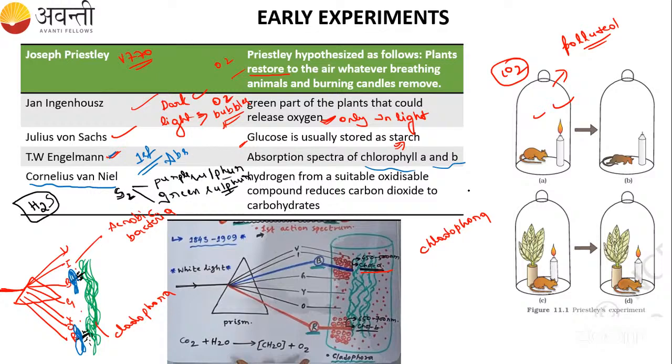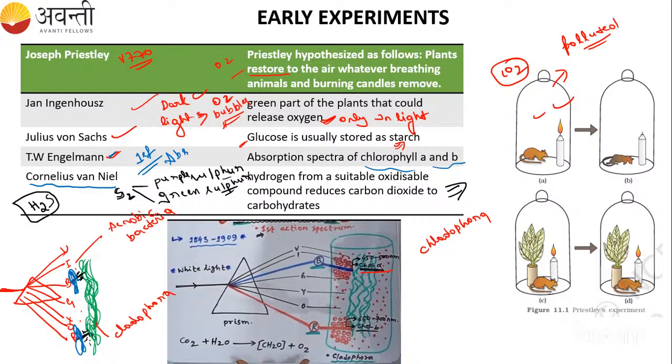Whereas in the plant, which is the hydrogen donor, guys? Can you tell me which is the hydrogen donor in plants for photosynthesis? The hydrogen donor in plants is H2O, right? So that's why the plant releases oxygen. Whereas in green sulfur bacteria and purple sulfur bacteria, the hydrogen donor is H2S, so they release sulfur, not oxygen. This was concluded by Van Niel.